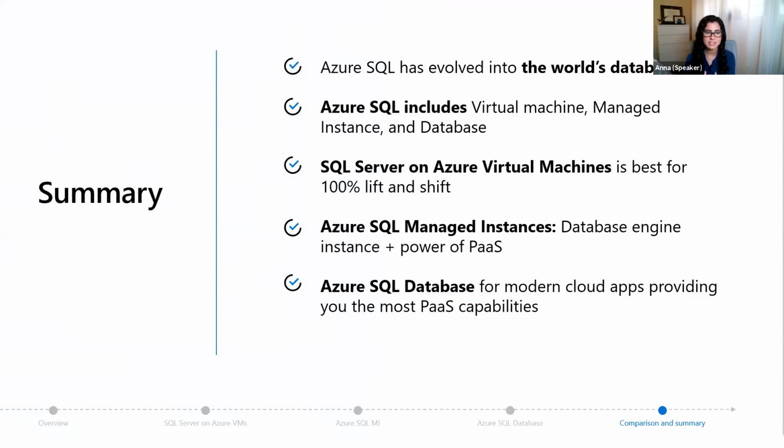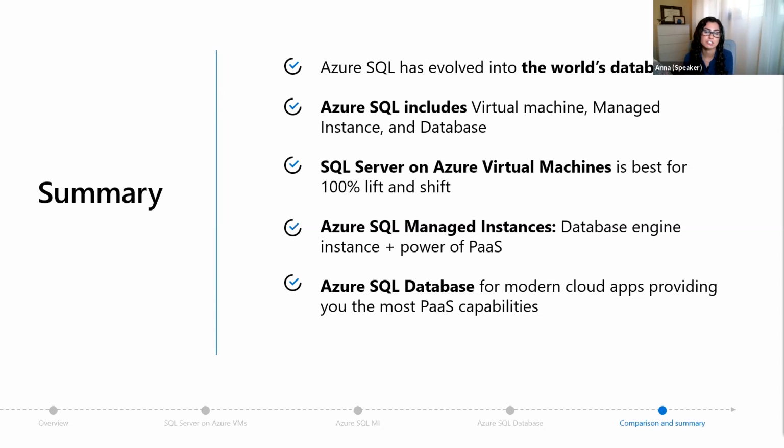We talked about things like virtual machine, managed instance, and single database, and what to use when. We looked at challenges and solutions. We also looked at some customers. We saw some demos that didn't work, but we had them recorded, thankfully. We talked about SQL Server and Azure Virtual Machine, how it's really great for just 100% lift and shift because it's just SQL Server. It's really just SQL Server.